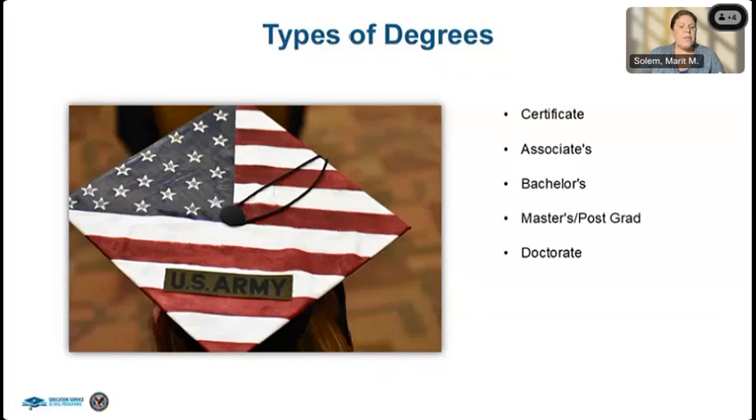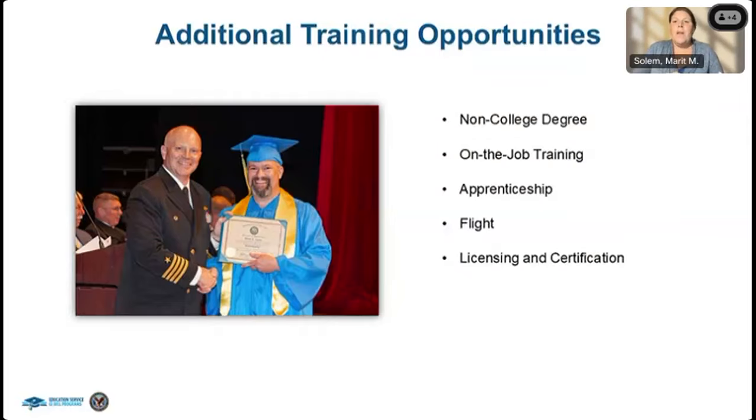The last type of degree that I'm going to talk about is the doctoral degree, doctorate program. This is like the highest academic degree in a field of study, and that's going to be anywhere from 3 to 6 years of studying.